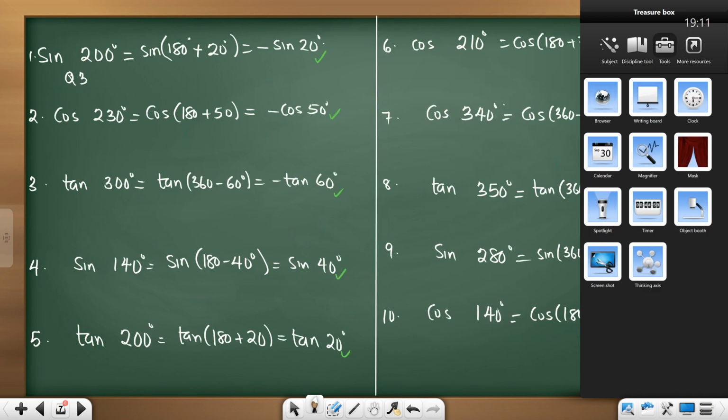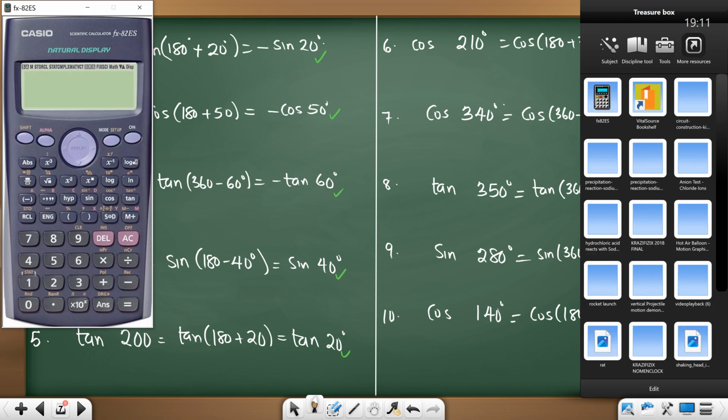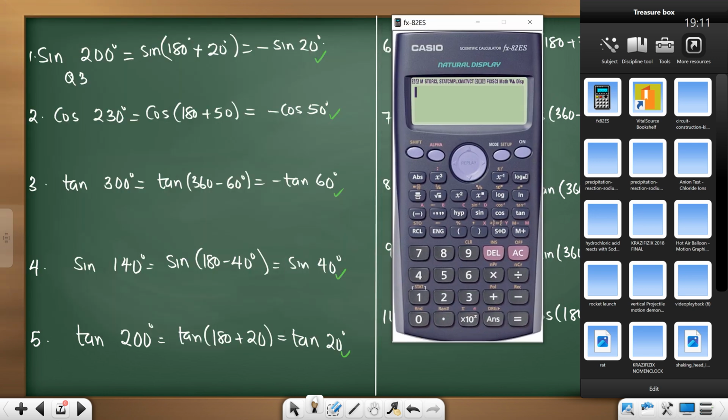Let's do something. Guys, the same activity. Do you think we can try? Look at the first one. Sine 200 equals to shift sine answer -20. I'm done. Can you see my -20?